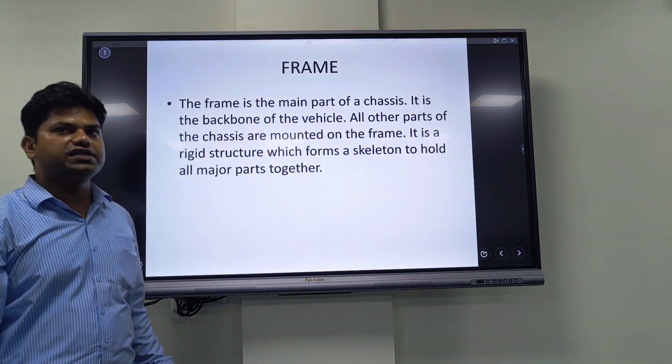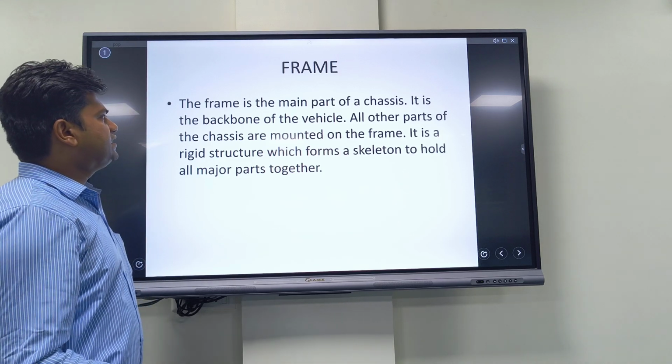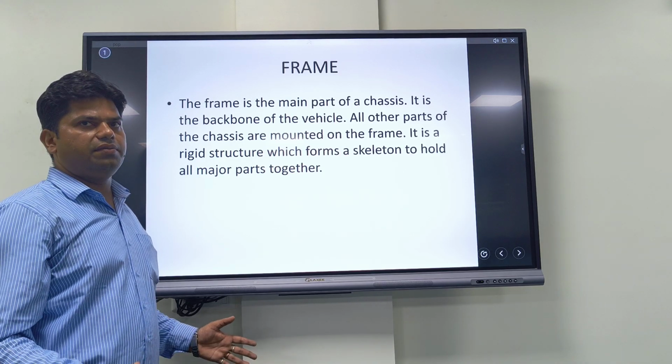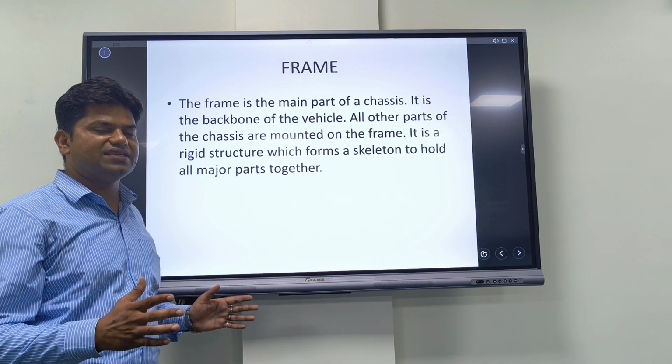Frame. What is a frame? The frame is the main part of the chassis. It is the backbone of the vehicle. Basically, this is the skeleton of a vehicle by which we can provide strength to the vehicle.